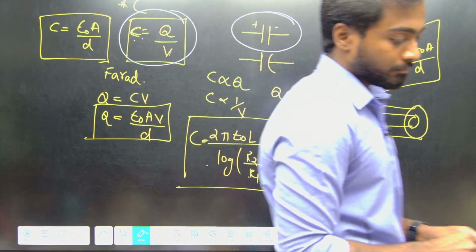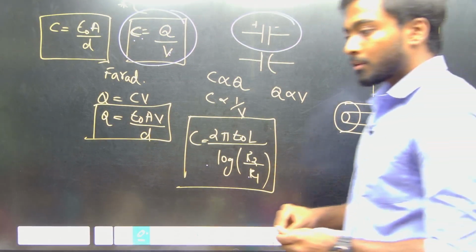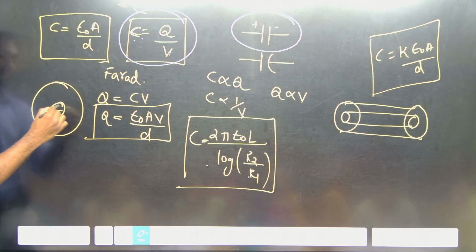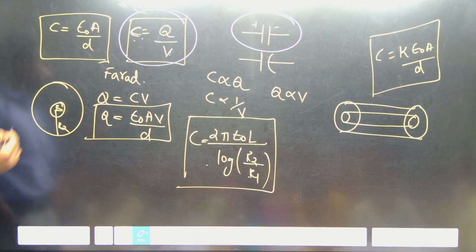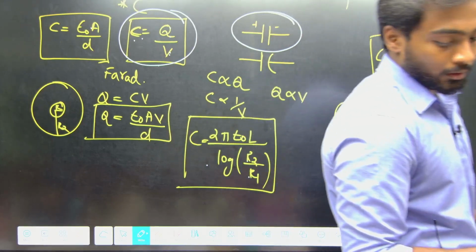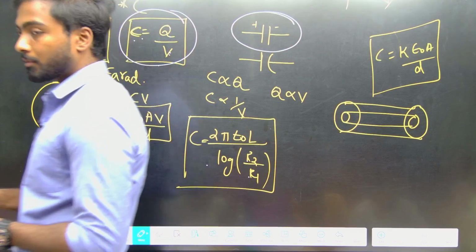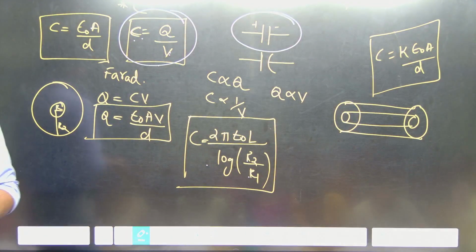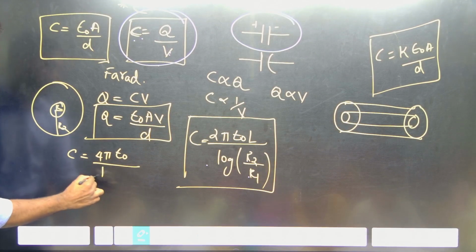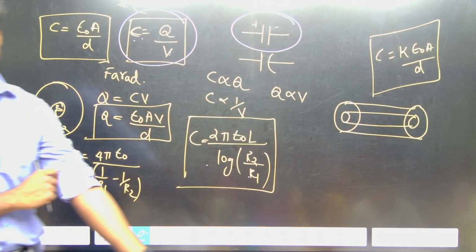Write the next one, spherical capacitor. For spherical also two surfaces will be there, one R1 and one R2. Write the formula: C is equals to 4 pi epsilon naught divided by 1 by R1 minus 1 by R2.